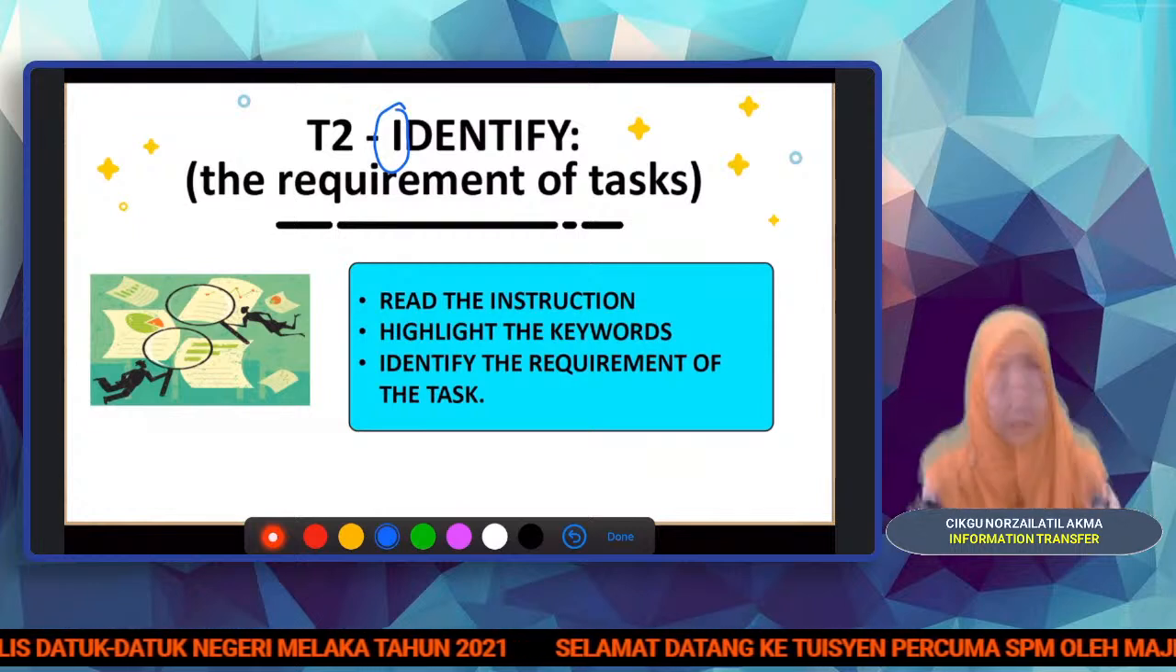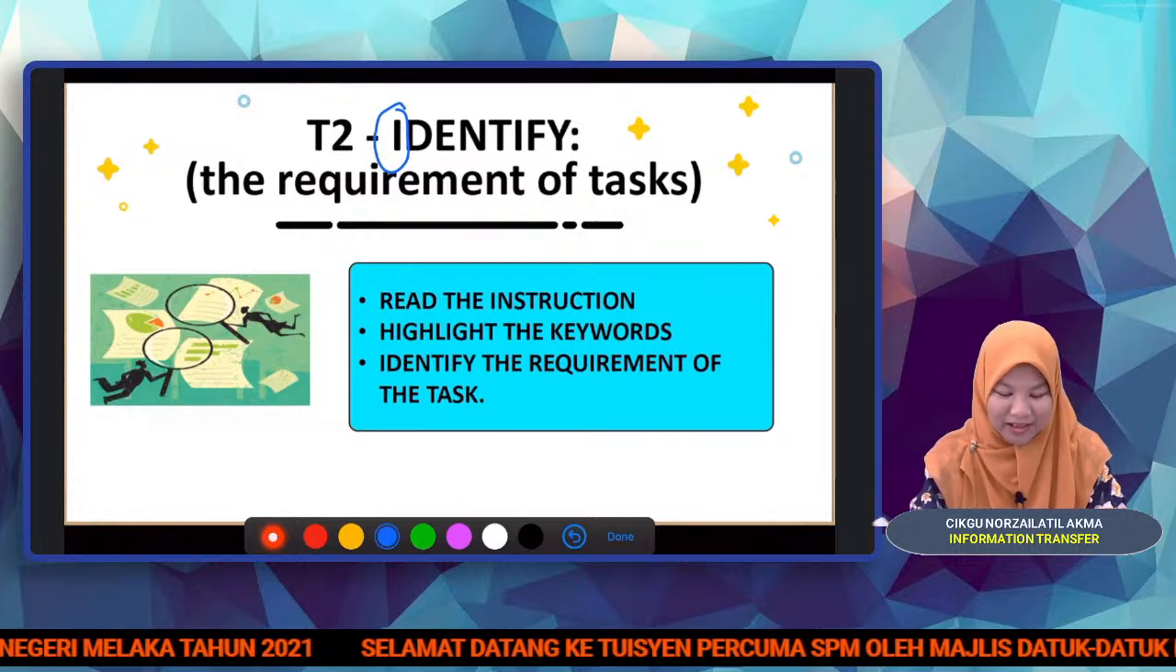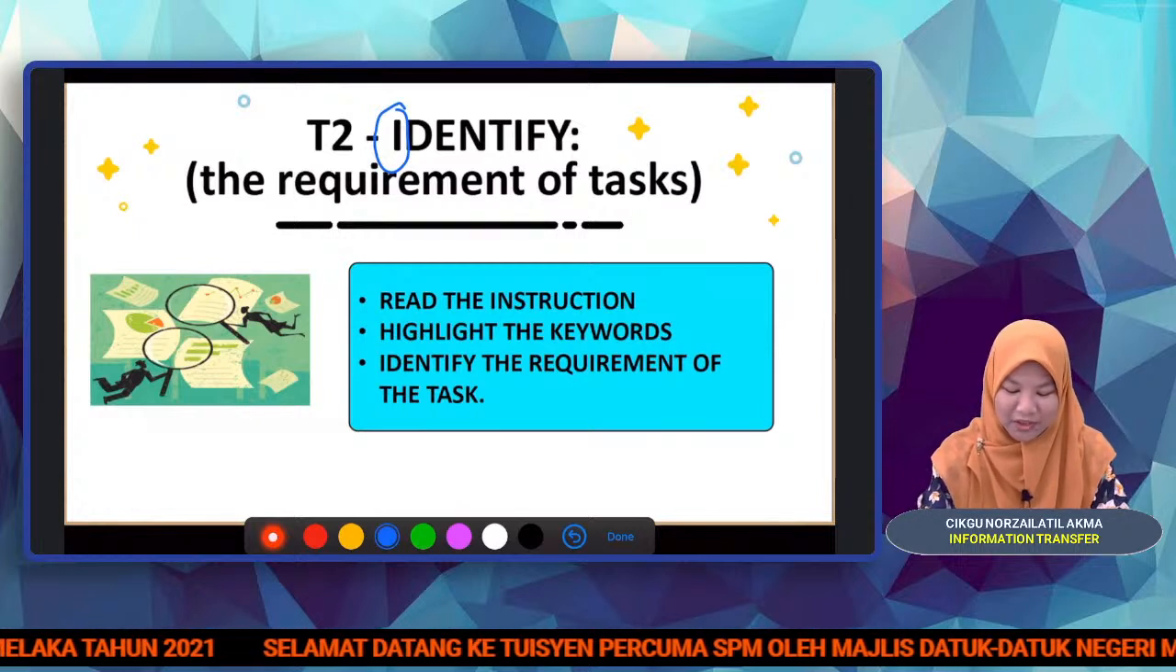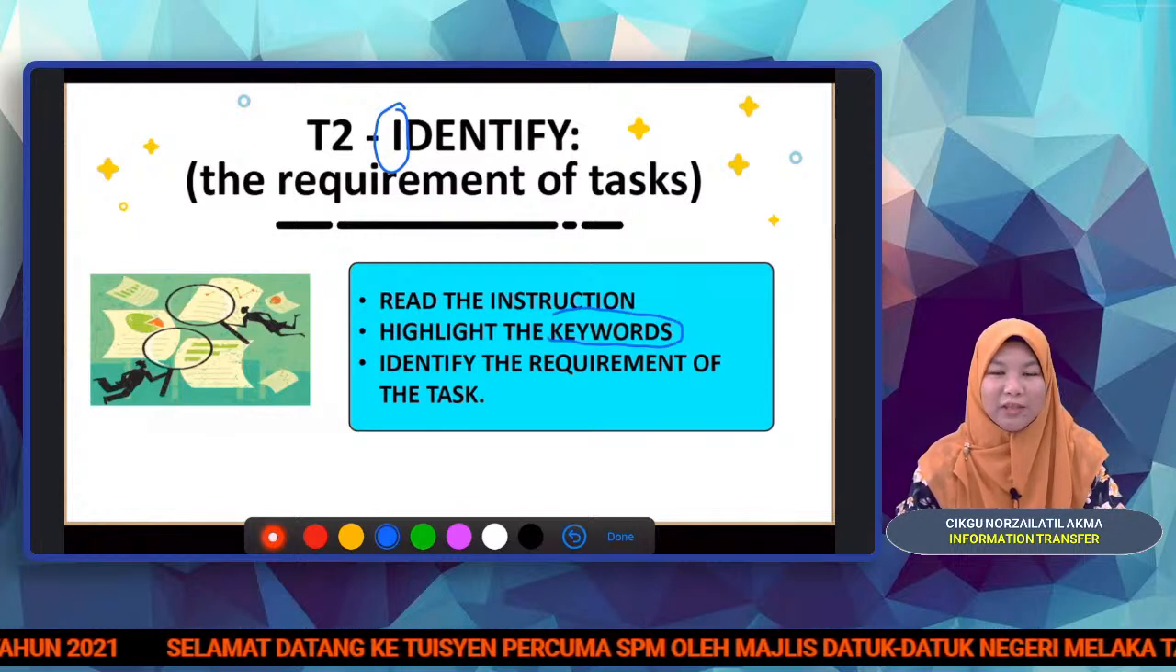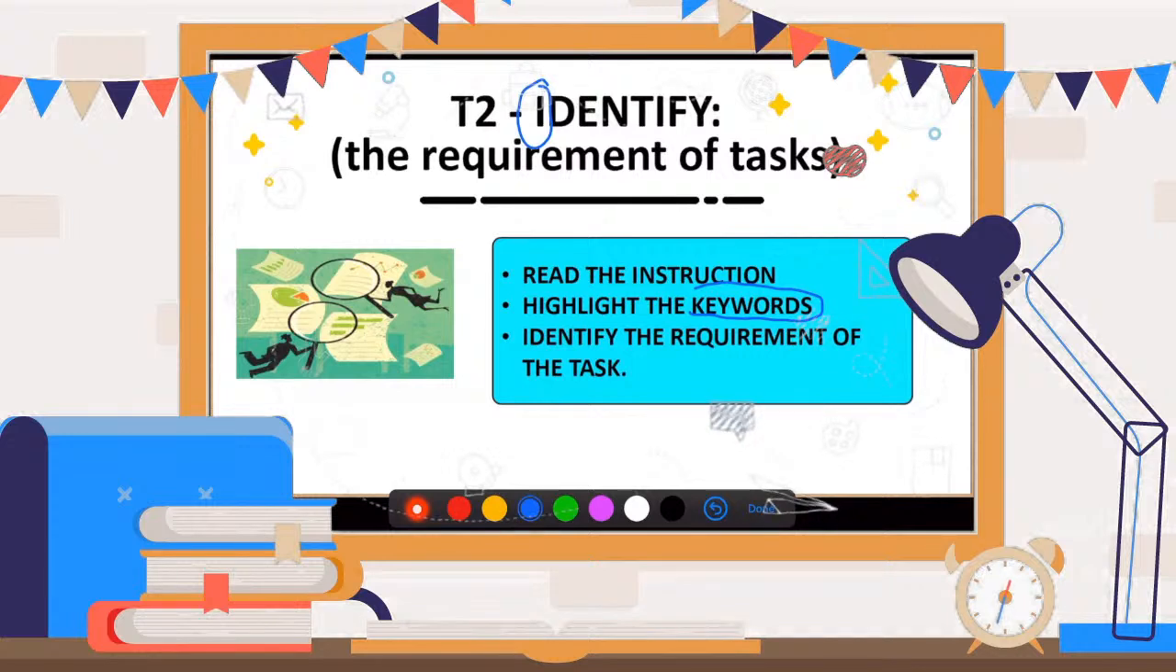So first you need to read the instruction or the question. Then the second step in identifying the requirement of the task is to highlight the keyword. Your teacher keeps on mentioning, highlight the keyword, find the keyword. I also did the same with my students. I told them, where is the keyword? Find the keyword. Once you have read the instruction and identified the keyword, your life will become easier in identifying the requirements of the task. If you have read the instruction and highlighted the keyword, you will know what the task wants you to do. Okay, next one.